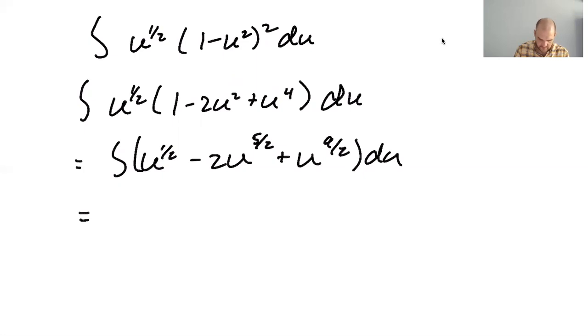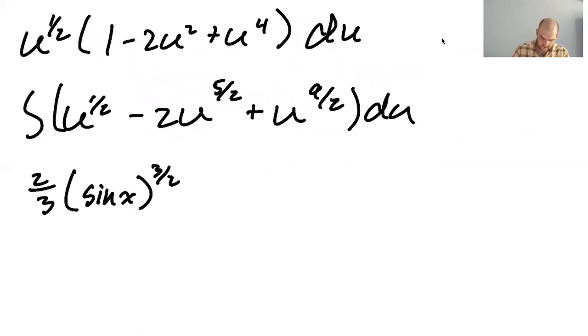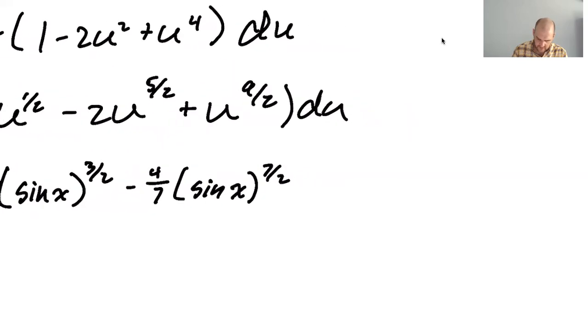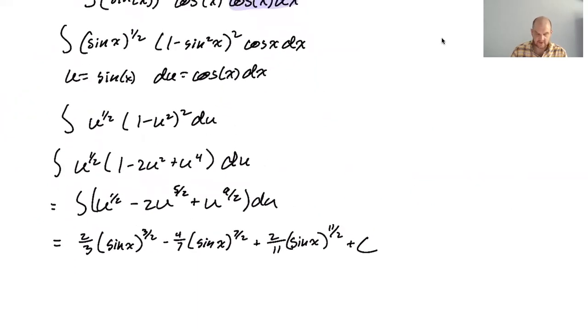And here we go. So plus 1 times reciprocal. So 2/3 u to the 3/2. Let's replace u with sine as we go through. So 2/3 sine of x to the 3/2. Plus 1 times the reciprocal is going to be minus 4/7 sine of x to the 7/2. Plus 1 times the reciprocal, 2/11 sine to the 11/2 plus c. There we go. I think that's right.